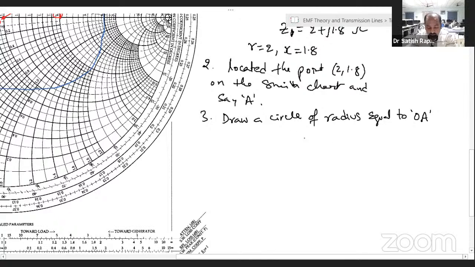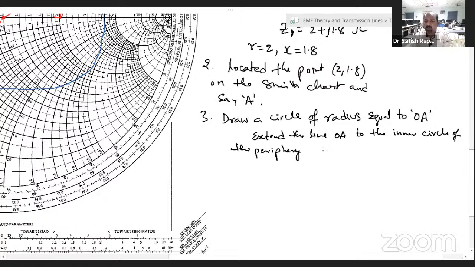Now extend the line OA to the inner circle of the periphery and indicate point B. Extend the line OA to the inner circle of the periphery and indicate point B.